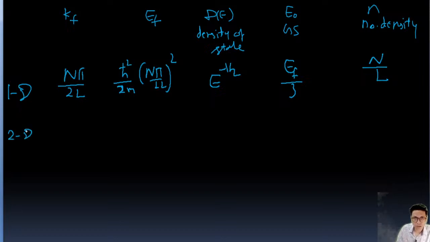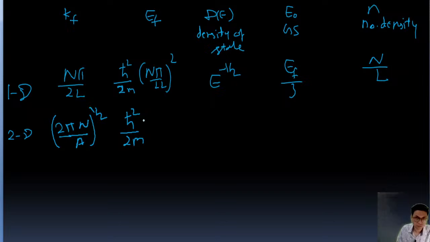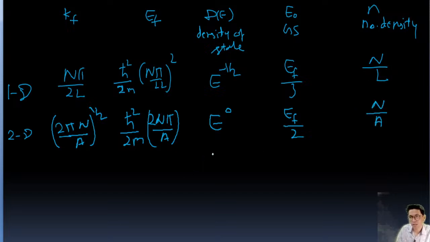Now, if you talk about 2D, this is going to be (2πn/A) to the power 1 by 2, or the energy is ħ² upon 2m times (2nπ/A), right? The density of state is going to be E to the power 0, and the ground state energy in 2D is EF by 2, and the number density is n upon A, the number of electrons per unit area.